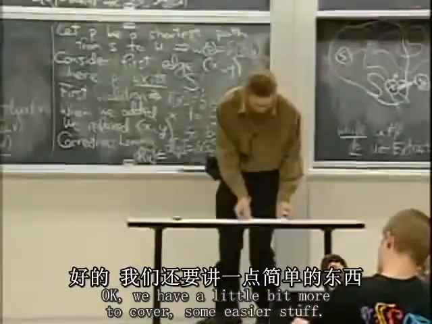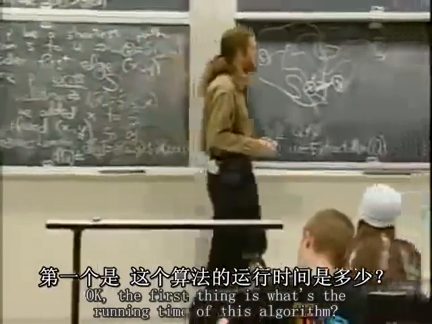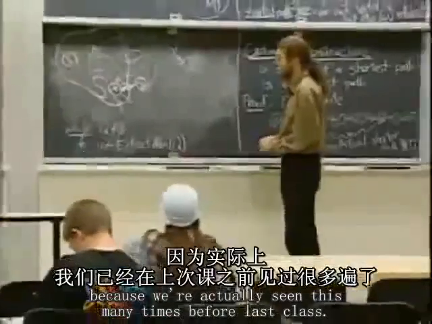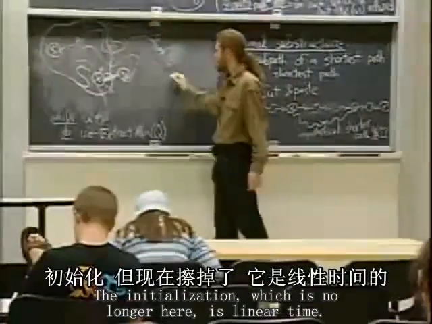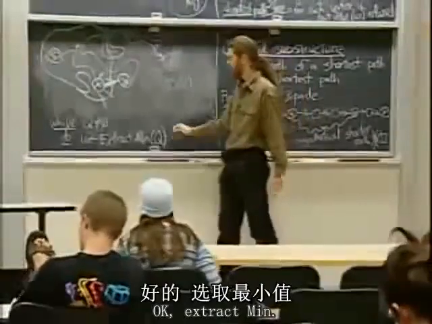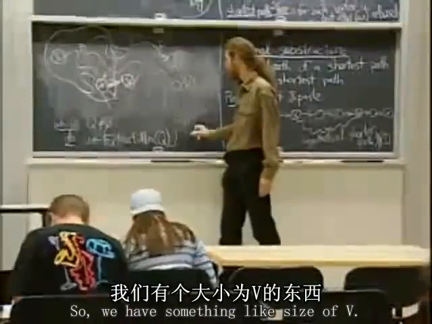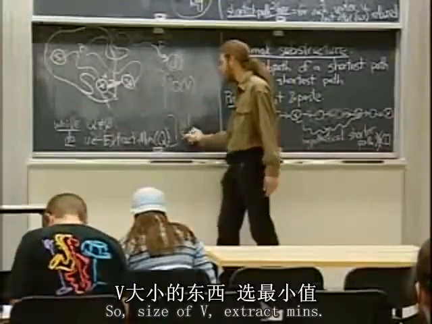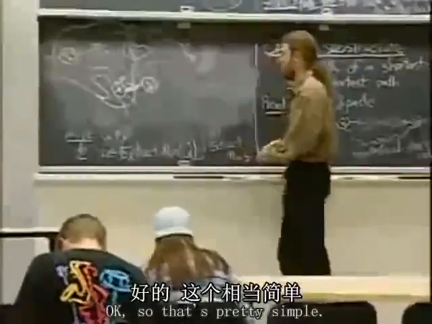Okay, we have a little bit more to cover, some easier stuff. The first thing is, what's the running time of this algorithm? I'll do this very quickly because we've seen this running time before in the last class. There was some initialization, which is no longer here, and is linear time. No big deal. Extract min is some data structure operation. Every vertex we extract the min once, and that's it. So there are size of V extract mins. That's pretty simple.